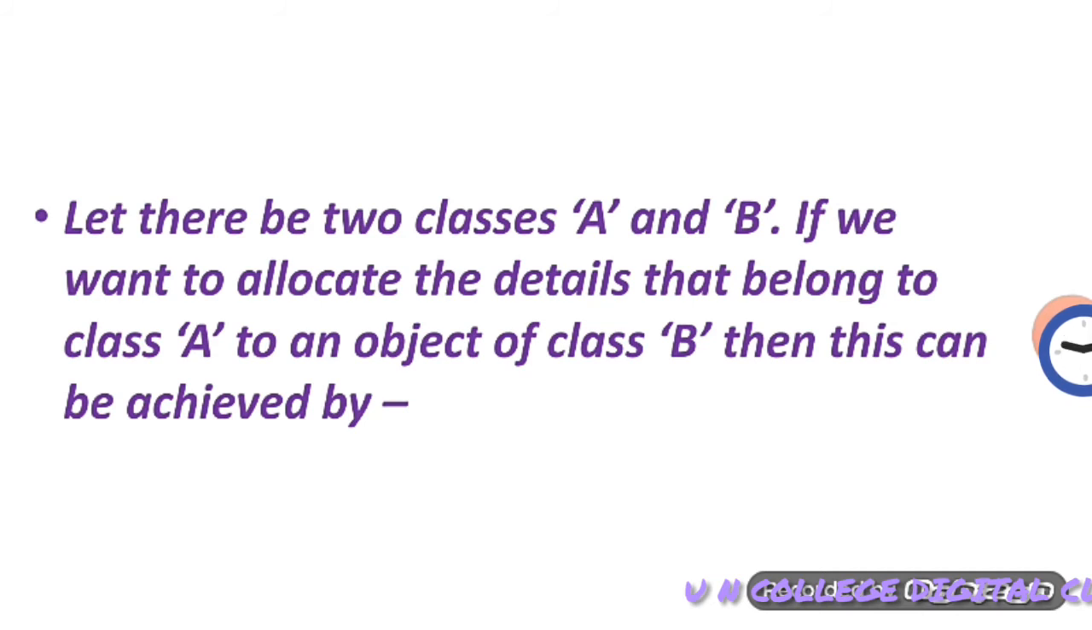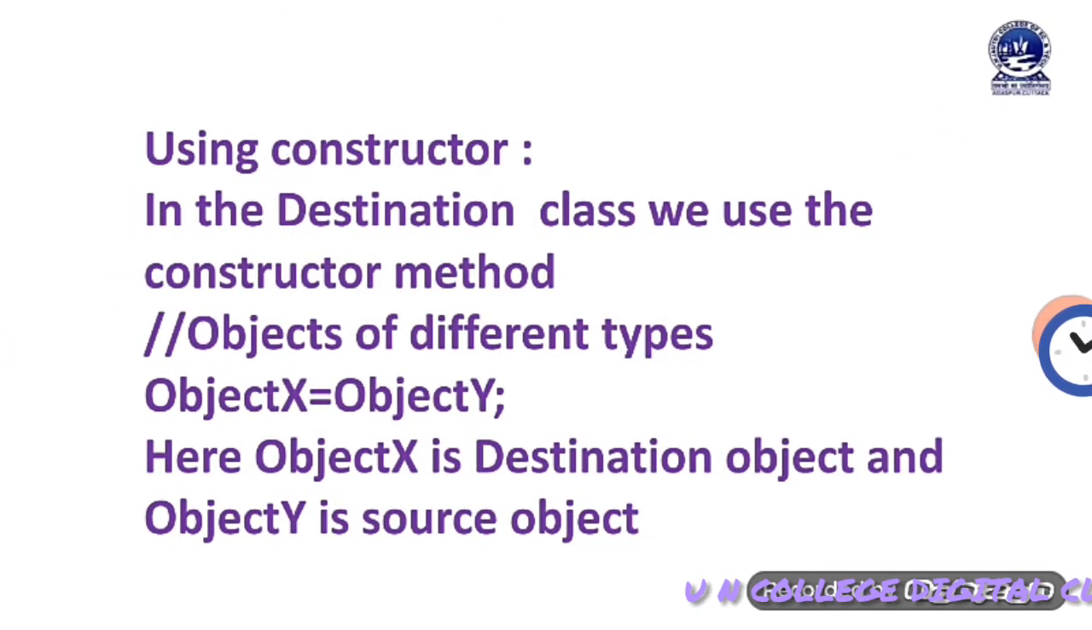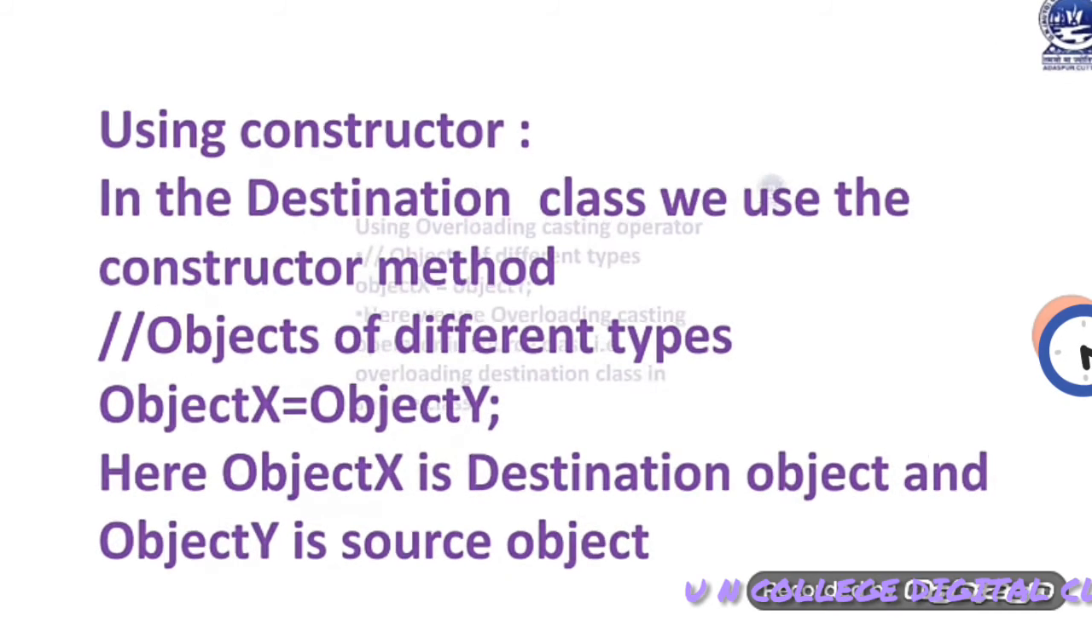If we want to allocate the details that belong to class A to an object of class B, then this can be achieved by B object of class B equal to A object of class A, where equal to has been overloaded for an object of class type B. If we are going to use a constructor for typecasting, then in this type of conversion, in the destination class we use the constructor method, object x equal to object y. Here object x is the destination object and object y is the source object.